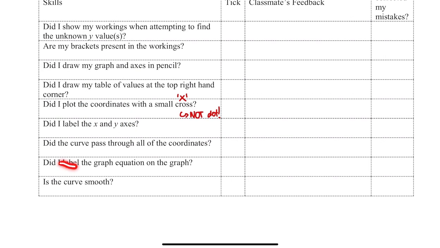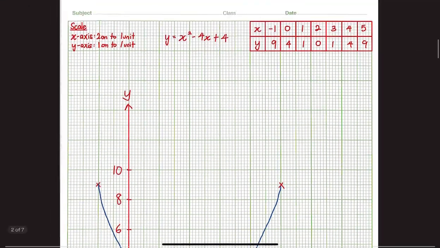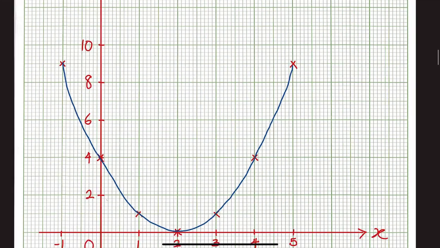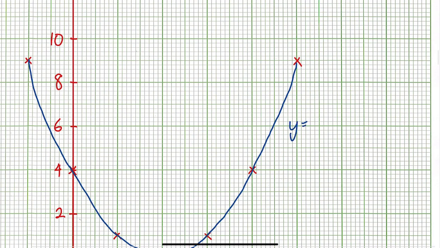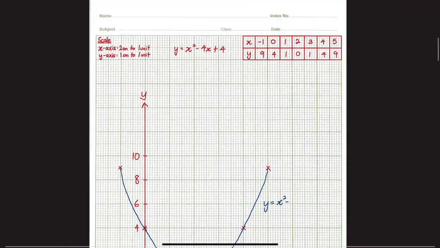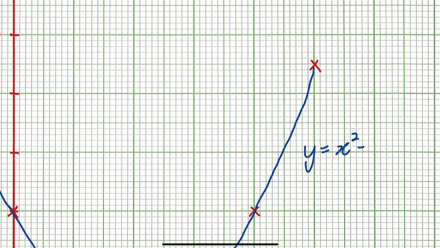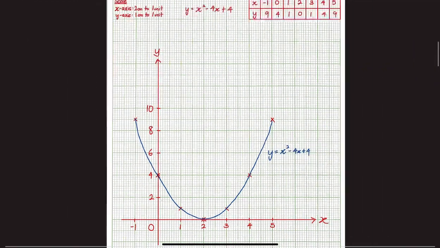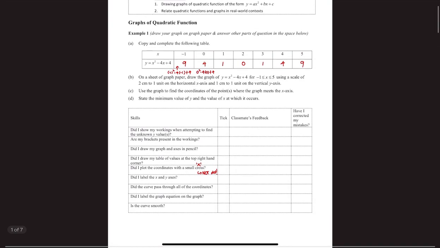Then next step, label the graph equation. So over here, this graph equation is y equals to x squared minus 4x plus 4. So I'll label at the side over here. Y equals to x squared minus 4x plus 4. Okay, and that's it. We have done part B, which is to draw the graph.